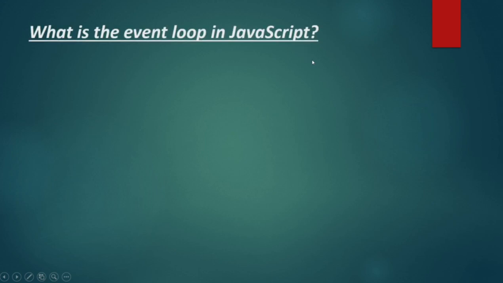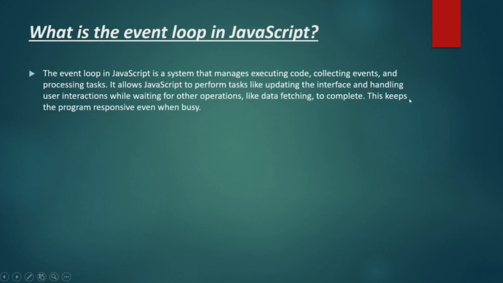Now let's move to the different question. What is the event loop in JavaScript? The event loop in JavaScript is a system that manages executing code, collecting events, and processing tasks. It allows JavaScript to perform tasks like updating the interface and handling user interactions while waiting for other operations, such as fetching data, to complete. This keeps the program responsive even when it is busy.